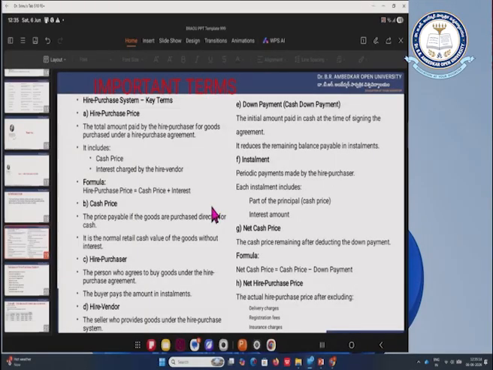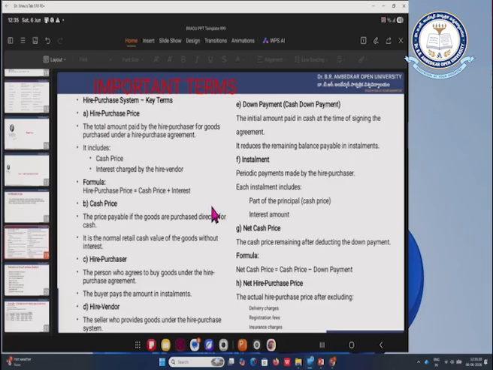The hire purchase system, as the very name indicates, is a combination of two modes of procuring goods: by hiring them and by purchasing them, either for cash or credit. In this hire purchase system, there are some important terms we need to discuss.